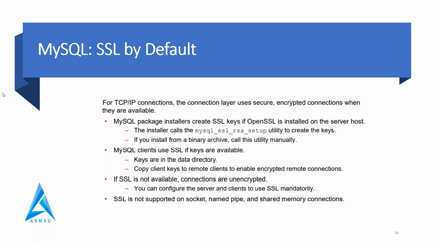And the second point, MySQL clients use SSL if keys are available, and the keys are in the data directory. So remember this. And copy client keys to remote clients to enable encrypted remote connections. And the third point, if SSL is not available, connections are unencrypted. So you can configure the server and client to use SSL mandatorily. And SSL is not supported on socket, named pipe, and shared memory connections. So it is supported only for TCP/IP connections.